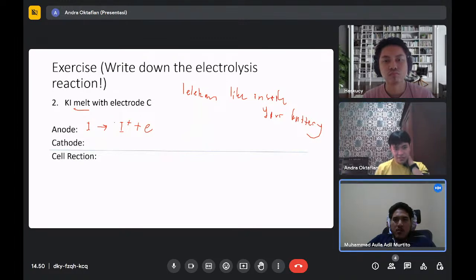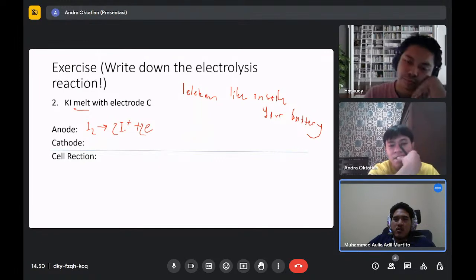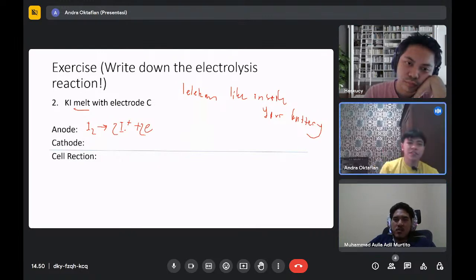How about the cathode? The K plus will be reduced, K plus e gives K. Sorry, the cathode will be minus in this case. Sorry, there is a mistake. I forgot.